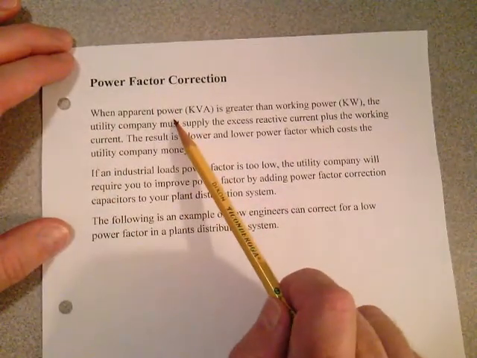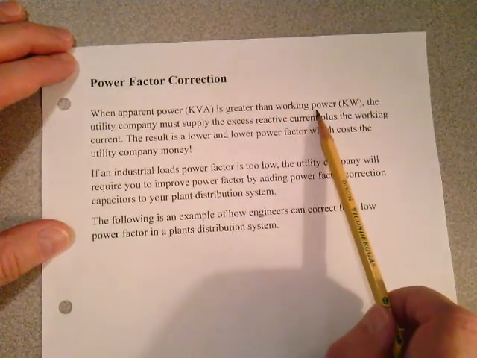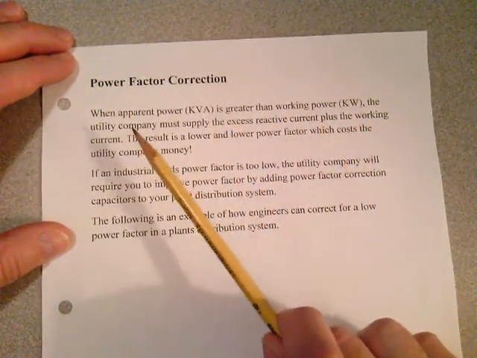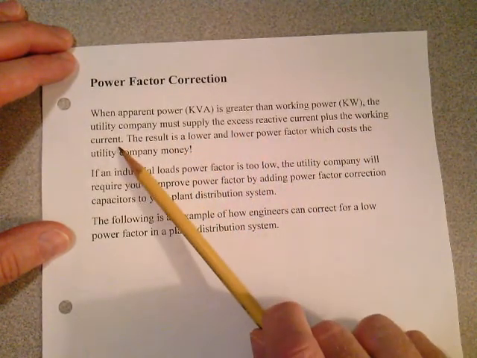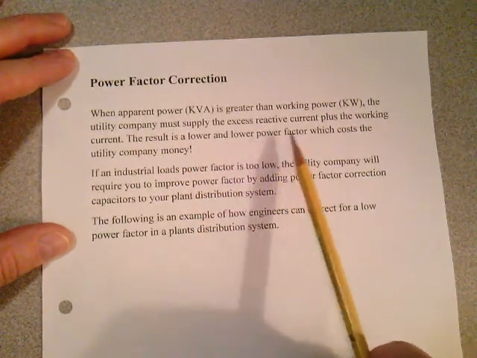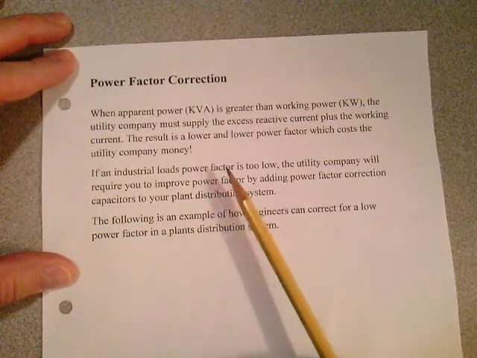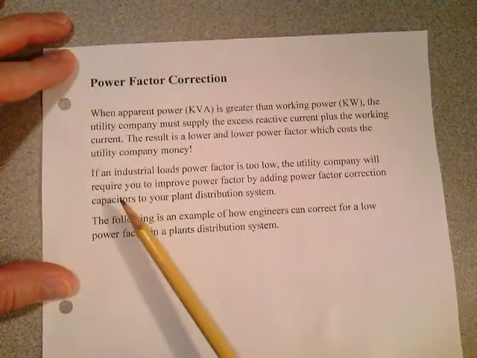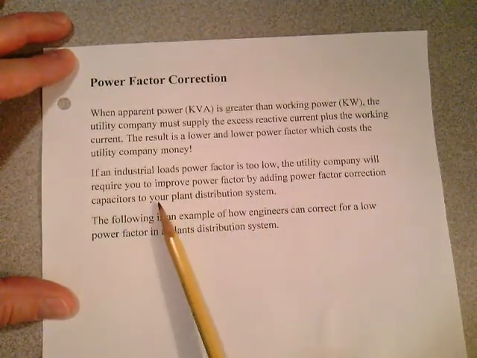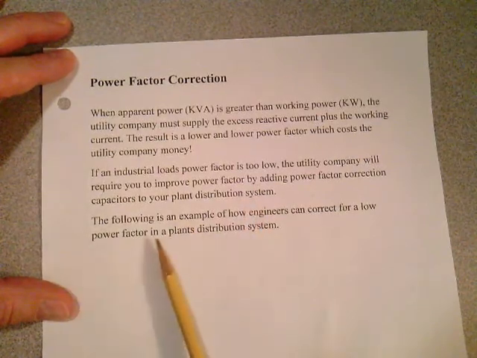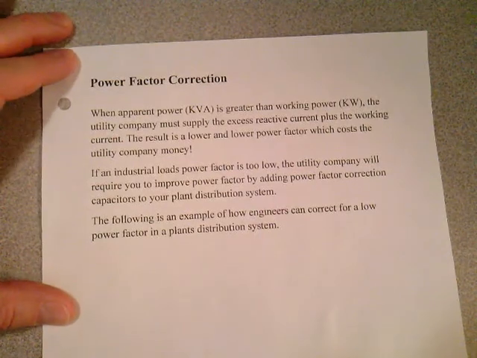When apparent power, that's kVA, is greater than the working power, that's the true power measured in kilowatts, the utility company must supply the excess reactive current plus the working current. This results in a lower and lower power factor, which costs the utility company money. If an industrial load's power factor is too low, the utility company will require you to improve the power factor by adding power factor correction capacitors to your plant's distribution system. The following is an example of how engineers can correct for a low power factor in a plant's distribution system.